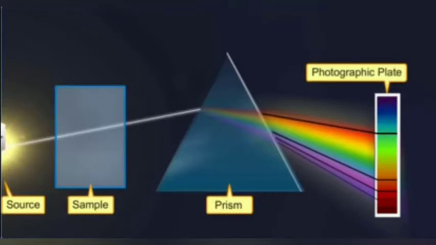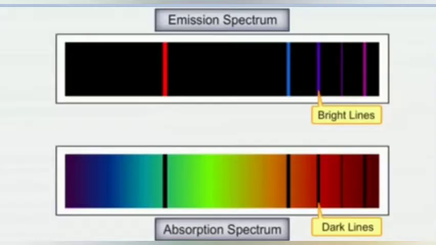This picture shows the absorption spectrum of a sample. You can see the light is passing through the sample, then through a prism, and dark lines are shown for the absorbed emission from the sample, and the others are colored lines. This picture shows the emission spectrum and absorption spectrum for the same sample of an element.